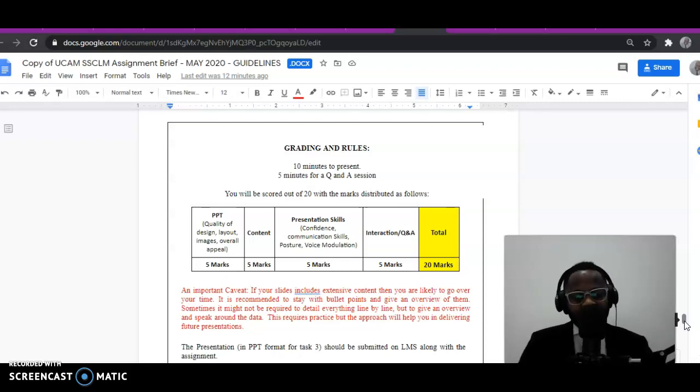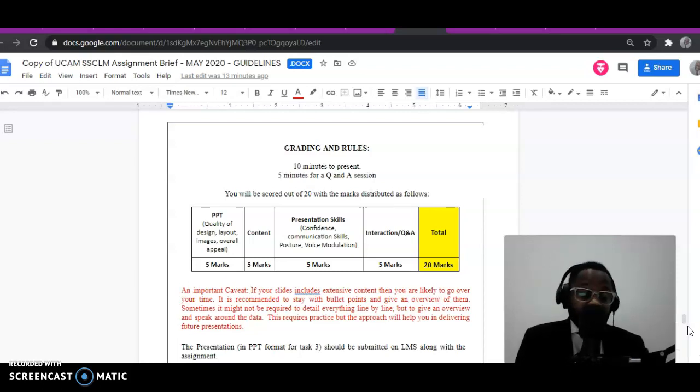Again, I'm warning you all with a caveat. If your slides include extensive content, then you are likely to go over your time limit. It is recommended to stay with bullet points, short points, and give an overview of them. Sometimes it might not be required to detail everything line by line. I'm just reiterating what I told you all earlier.